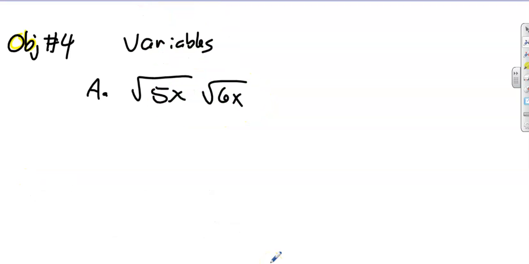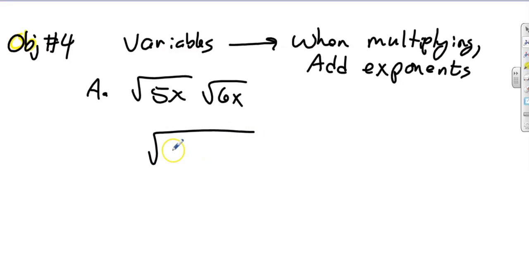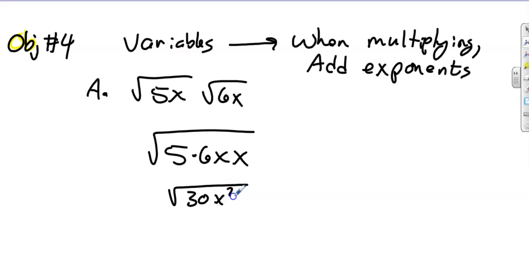Okay, and it's still the same thing. The only thing you have to remember is that when you're multiplying, you're actually going to add the exponents. So if we've got the square root of 5x times the square root of 6x, you can pull those two things together. If you broke them all down and left them this way, you'd have 5 times 6, which would be 30. And again, if you have x times x, there's two x's there, so that makes it x squared.